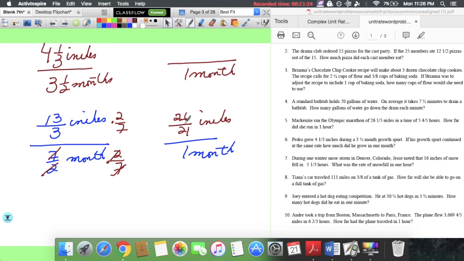26/21 is 21 goes one time into 26, 5 left over, 1 and 5/21. So I'm going to erase this. I'm going to write 1 and 5/21 inches in 1 month. So that's how much it grew per month.